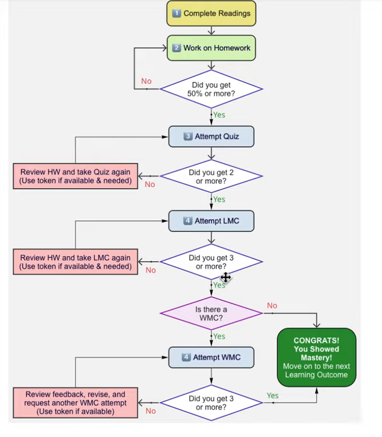If you do pass with a 3 or higher, then you'll need to check to see whether or not there is a writing mastery check. Not all learning outcomes have a writing mastery check. So if there is not one available, then basically you're done. Congratulations, you have shown mastery on that learning outcome, and you can then move on to the next one. However, if there is a writing mastery check, you're going to want to attempt that. Once again, this is timed.